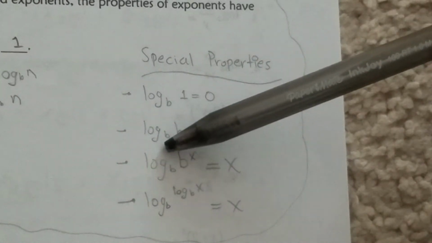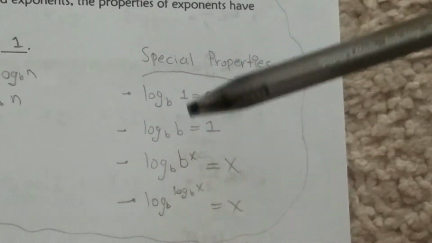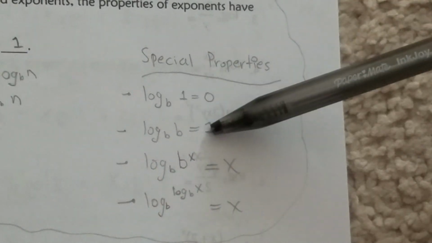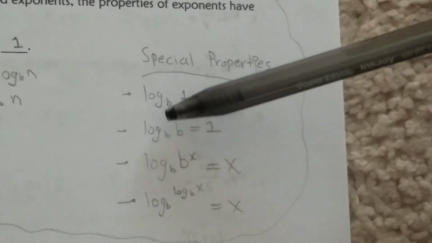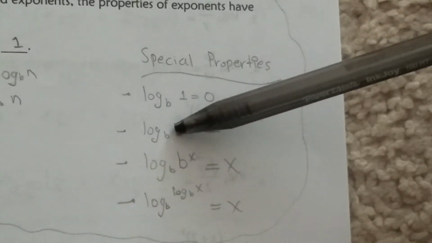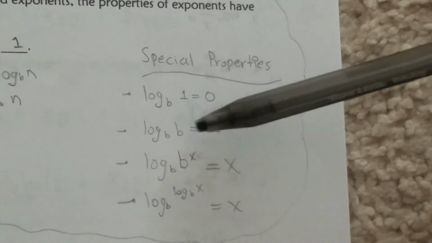You have the base and you have a b here, that always equals 1. Because if you pretty much have these two, if they're the same, then it's always going to be 1 here.